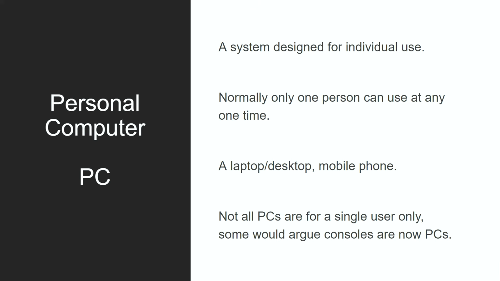PC or personal computer, a system designed for individual use. That could be a mobile phone as well. That could be a desktop, a laptop. Normally, one person can use at any one time. A laptop, desktop, mobile phone, as I said before. Not all PCs are for a single user only. Some would argue consoles are now PCs. I've actually been able to plug a mouse and keyboard into my Xbox, use the Edge browser on there, and actually edit documents on OneDrive or Google Drive as well. So I would argue that consoles are now personal computers.